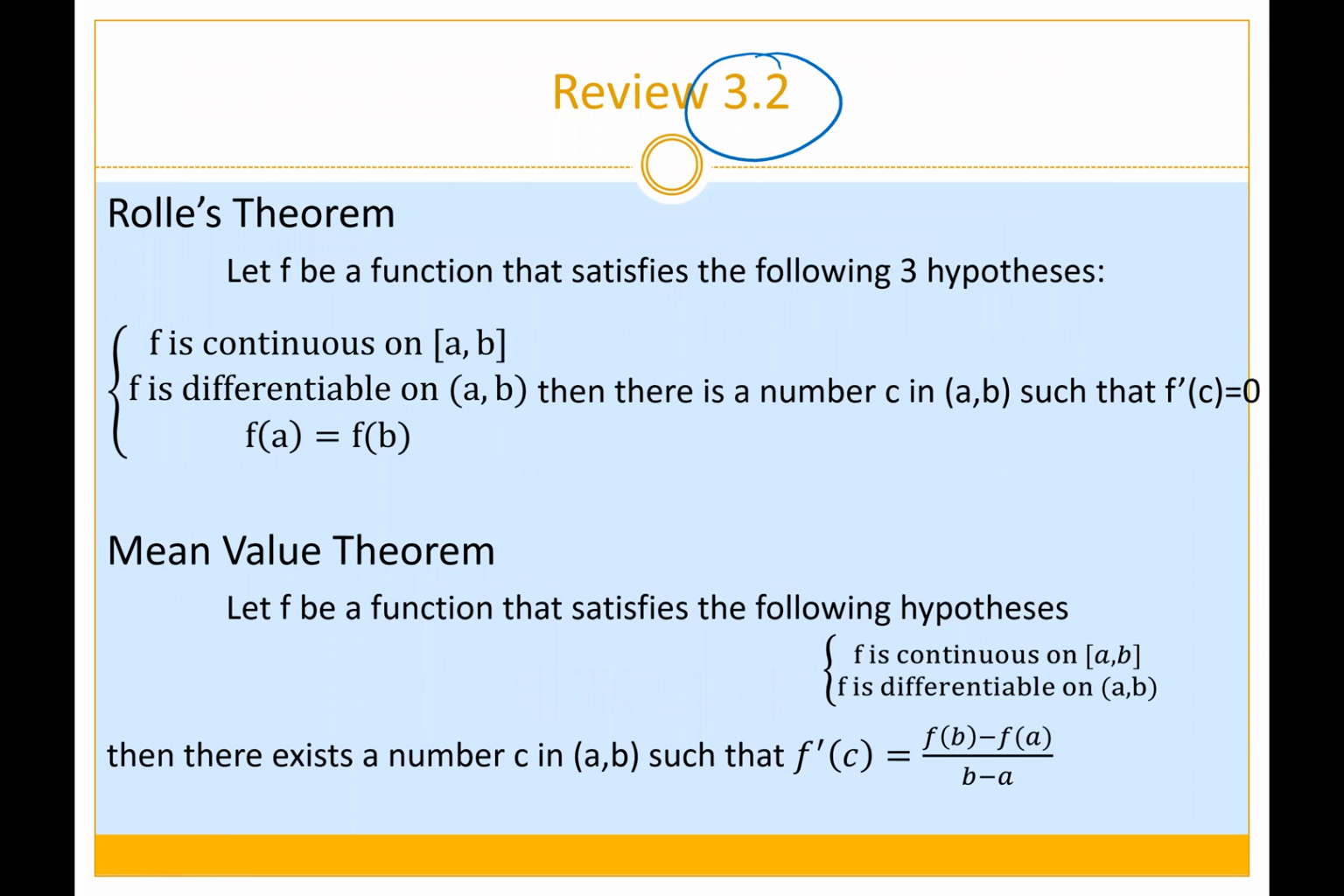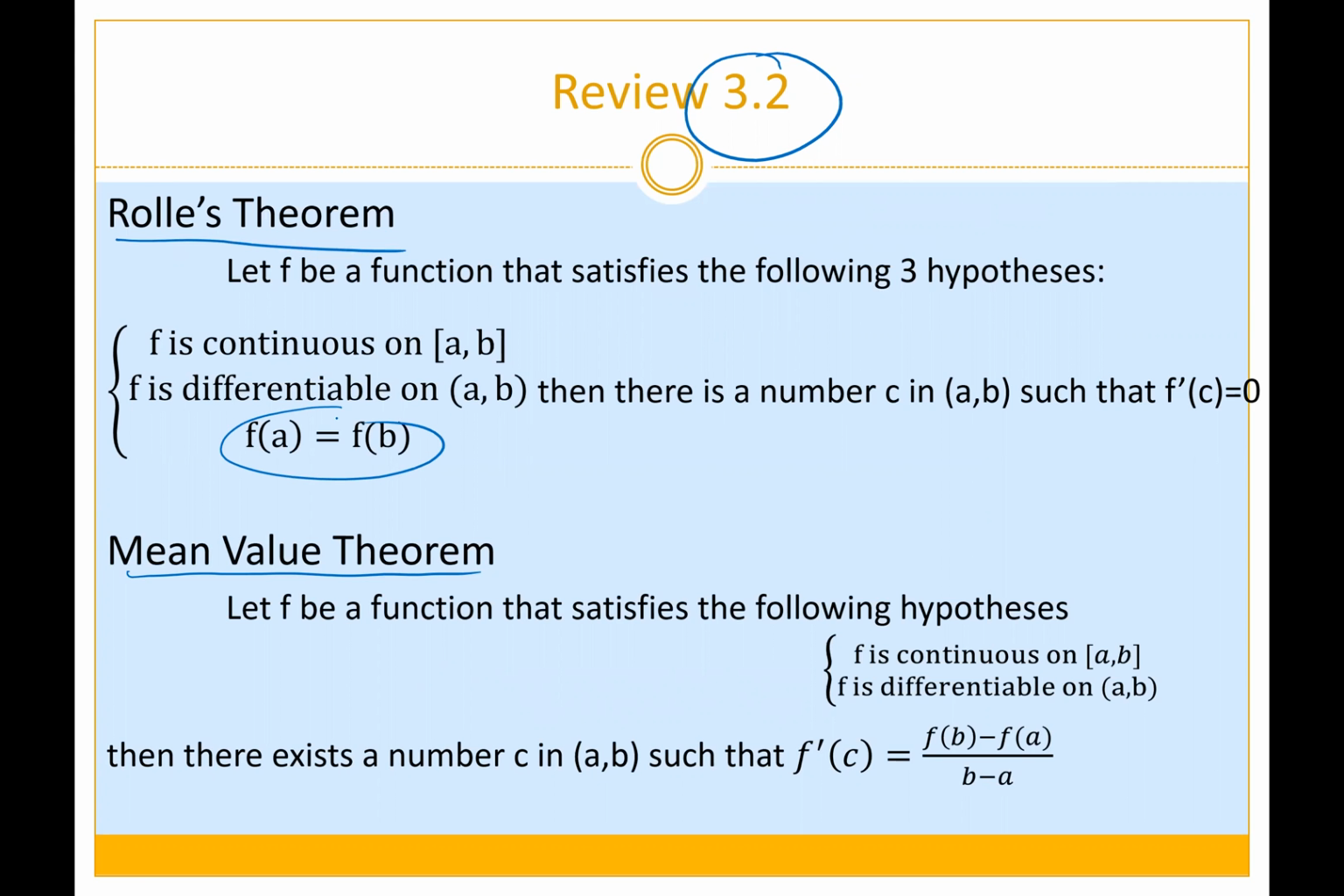In 3.2, there are two main things you should really pay attention to: Rolle's theorem and the mean value theorem. One thing I would highly recommend remembering is that Rolle's theorem is just a specific case of the mean value theorem. So if you first remember the mean value theorem and then add one adjustment, this last one, you get Rolle's theorem.